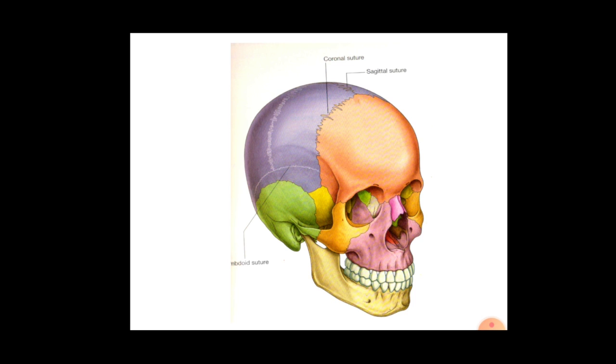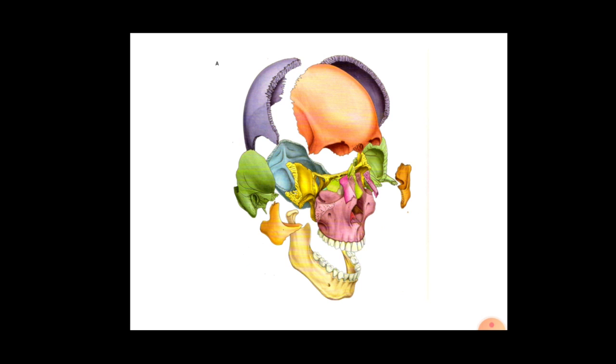So this is a whole skull, which is made up of 22 bones. This picture will give you an idea of the different bones in the skull. You have 22 bones, out of which 8 form the bones of the calvaria, and the remaining 14 form the facial skeleton.